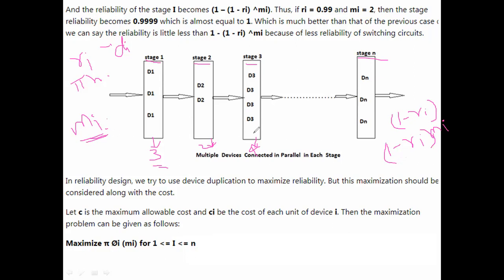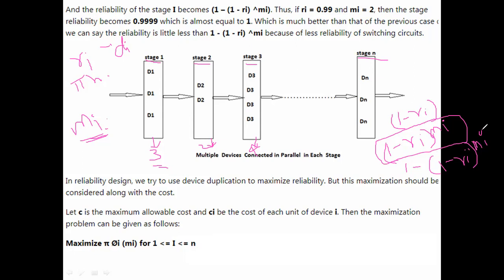So how can you find the probability of functioning properly? This was the formula for non-functioning devices. For the overall system, functioning properly is 1 minus (1 minus Ri) power Mi. This is the stage i functioning properly with the Mi devices. It is the less reliability of switching.